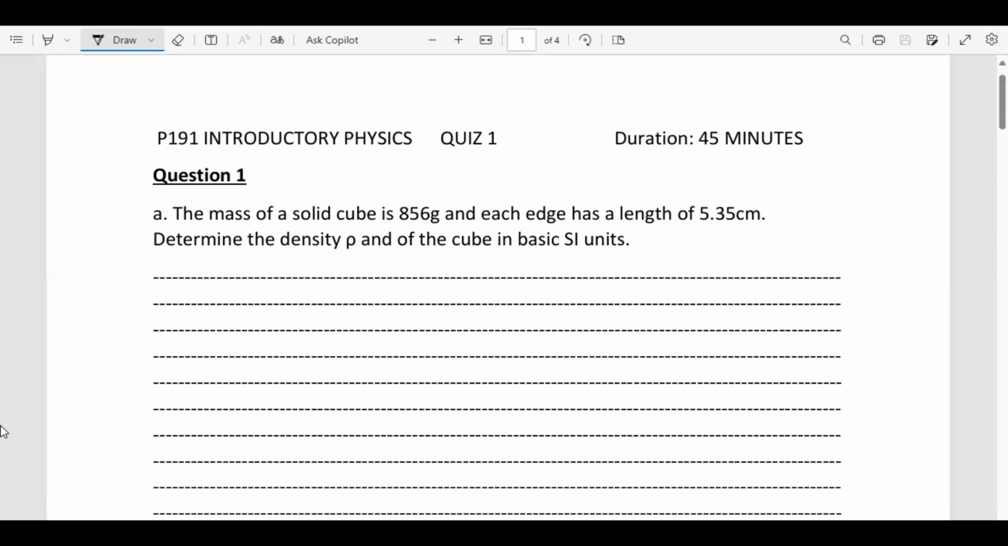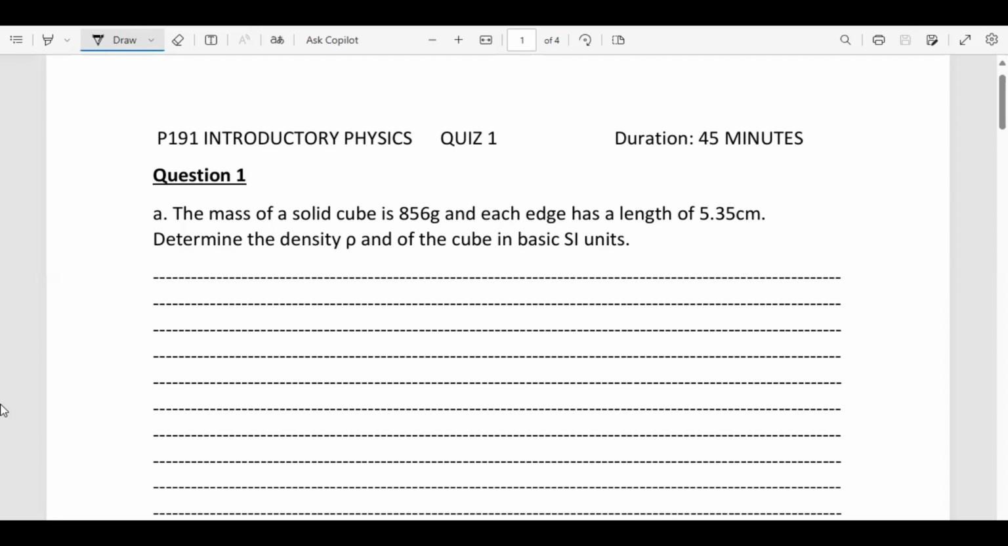Okay, so let's revise through this P191 quiz paper. The first question, question one, part A, is saying the mass of a solid cube is 856 grams, and each edge has a length of 5.35 centimeters. Determine the density, rho, of the cube in its base SI unit.